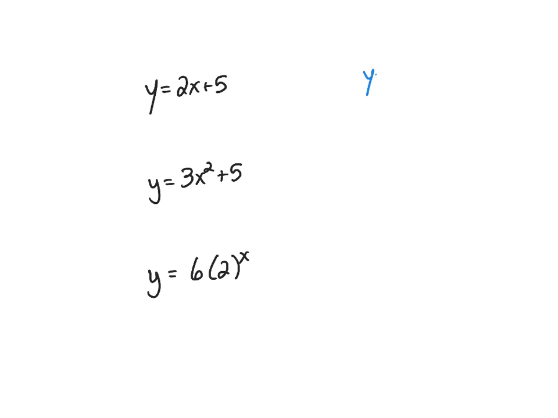So if I have a linear equation, it should be in y equals mx plus b. So once it's simplified, it should be in y equals mx plus b. If I have a quadratic, once we simplify, it should be y equals ax squared plus bx plus c. And if I have an exponential, it should be in the form y equals ab to the x power. So let's talk about the differences here.